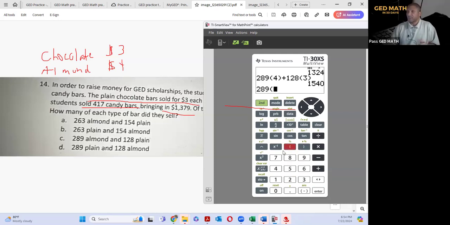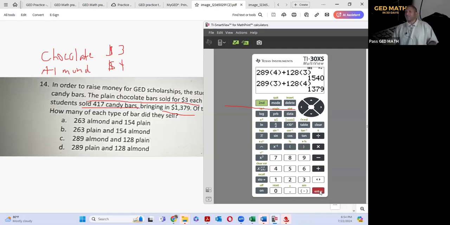289 times 3 plus 128 times 4. Did I get 1379? Yes. I'm done. I didn't do any algebra. I just used my multiple choice and plugged them in. That's the common sense way to solve this problem.